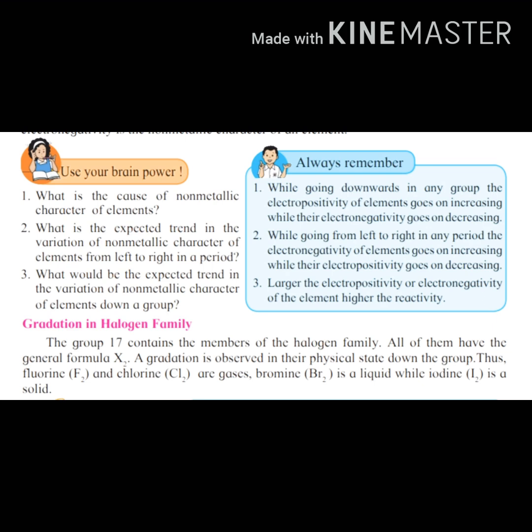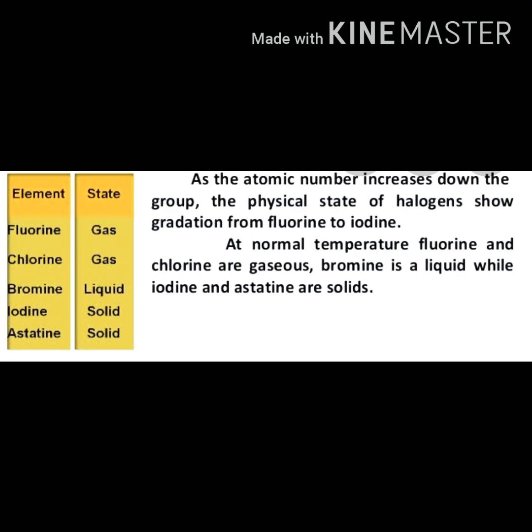Now the last topic is gradation in halogen family. Halogen family means which group? Group 17, that is chlorine, fluorine, bromine. Now what is the meaning of gradation? It is a gradual change of some characters. So it is found that from top to bottom, in the state in which these halogens are present, first few elements are present in gaseous form, and then bromine is present in liquid, and iodine is present in solid form. So this is a gradation of physical state in halogen family.